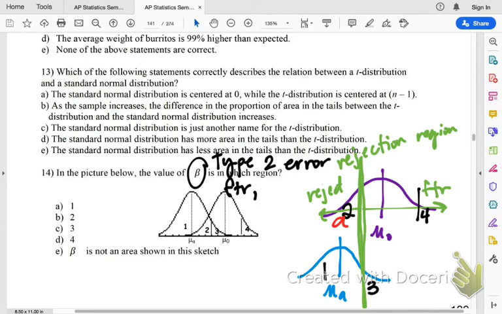That's my alpha. Option 3 would be my beta. And then 4 would be a correct decision. 1 would be power. So 3 would be beta, meaning I failed to reject and I shouldn't have because it's in the alternative hypothesis normal curve. So I hope that this helped.